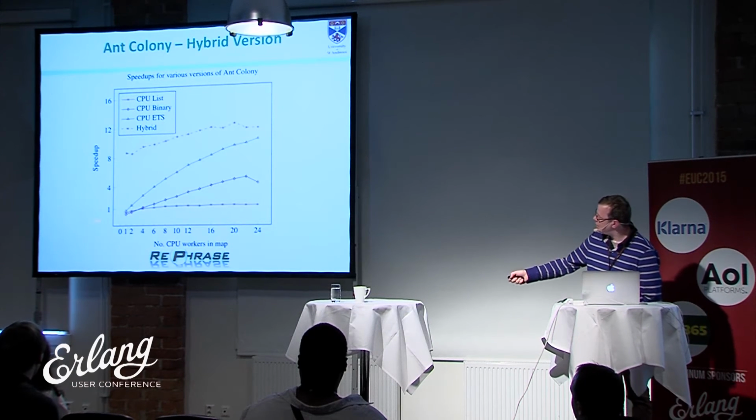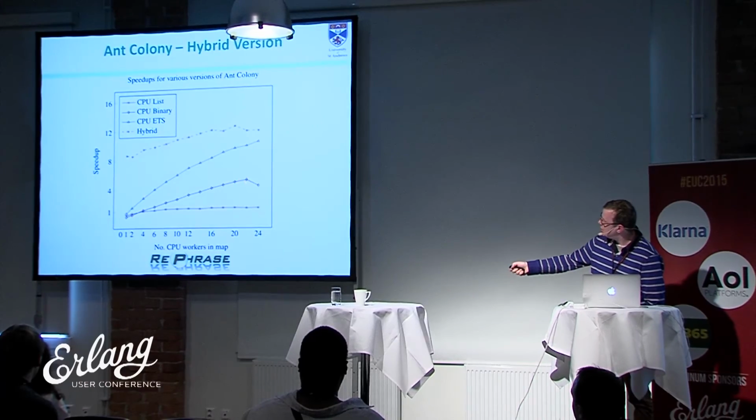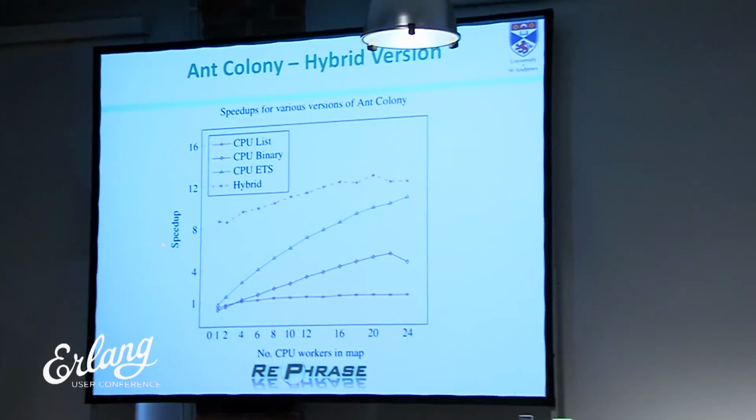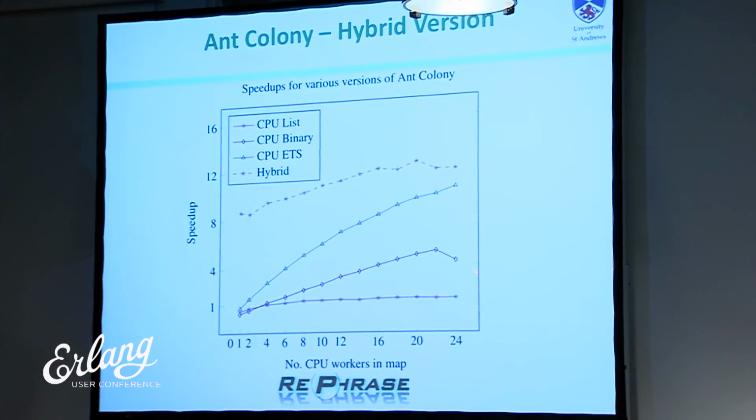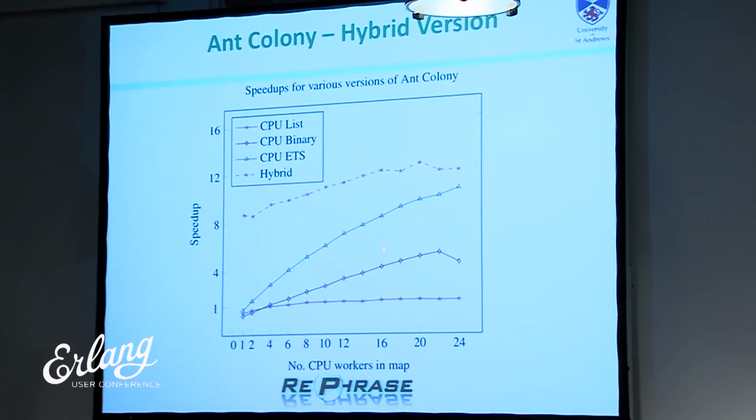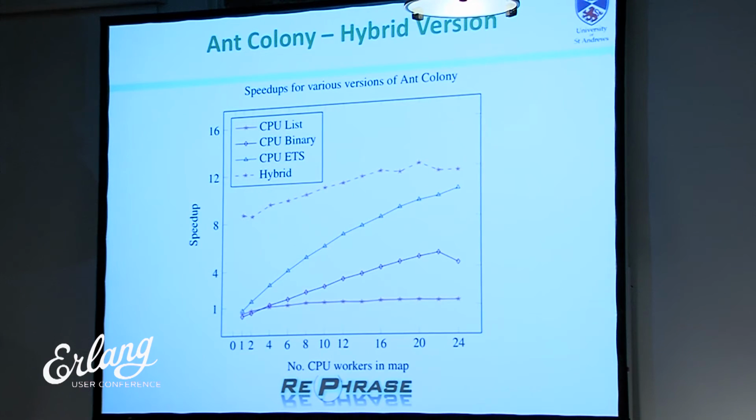If I make things binary, it gets a bit better, but not really that much better. Something like a 6 speedup, it starts to tail off a bit. And then if I introduce an ETS instead, it's actually a lot better. I do get quite decent scalability, about a speedup of 10 on 24 cores.